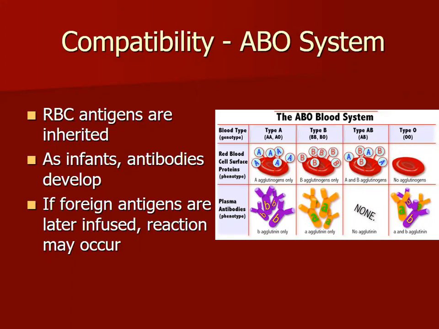In this picture, you'll see we have type A, type B, type AB, and type O blood. Type A has A proteins on the surface and anti-B antibodies. They don't like B. Type B has B on the surface and anti-A. They don't like A. Type AB has A and B, and they don't have any antibodies against them. They like everything. And then type O doesn't have anything on the surface, but has anti-A and anti-B.